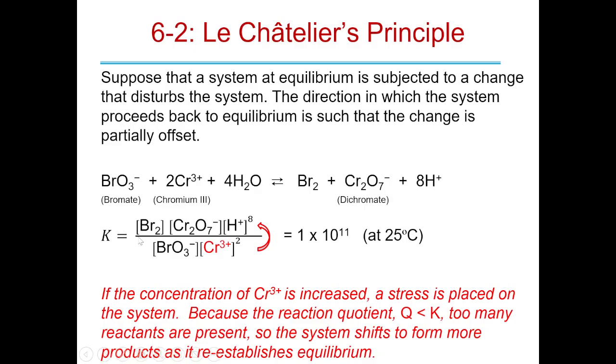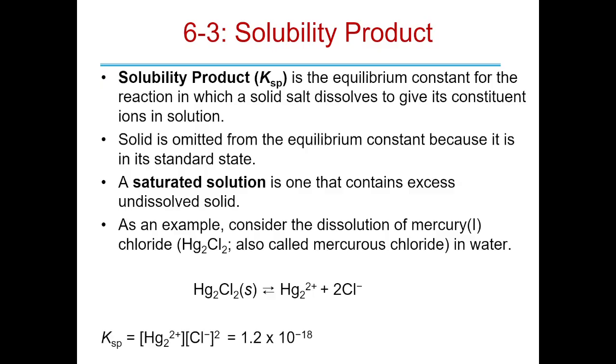Okay. So if Q is less than K, you have too many reactants present, right? So the system is going to shift to reestablish equilibrium, meaning it will shift towards products. This is another way of thinking about this, and a numerical way to figure it out. Okay. Solubility products. This is just another special application of the equilibrium constant.